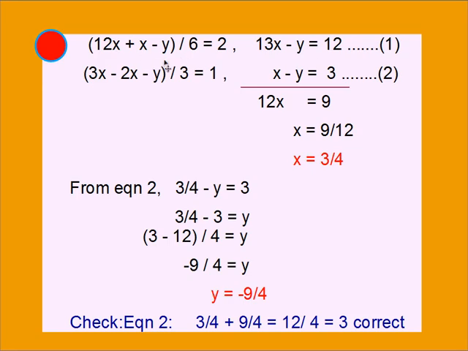Now 12x plus x minus y upon 6 is equal to 2. So I can make the equation 13x minus y is equal to 12, because I multiply this denominator here. I have taken it in bracket so you can understand. Second equation is also in bracket. This has been given so the children can simplify and get the answer. So this is a normal question. Only you have to simplify the equation.